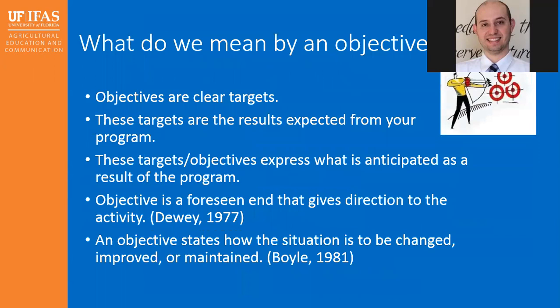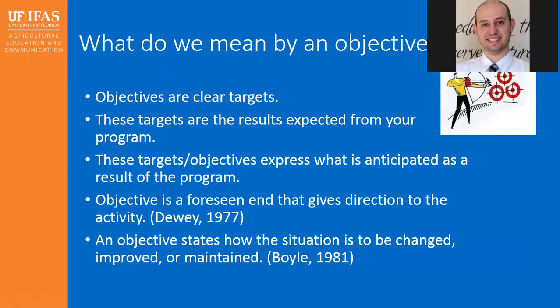At a basic level, objectives are really clear targets to strive towards. These targets represent the expected results for your program, or in other words, they express what is anticipated as a result of the program. When developing program objectives, it is important to ask yourself, what would you like success to look like? These targets/objectives help to outline your vision of success, really in a more structured manner.